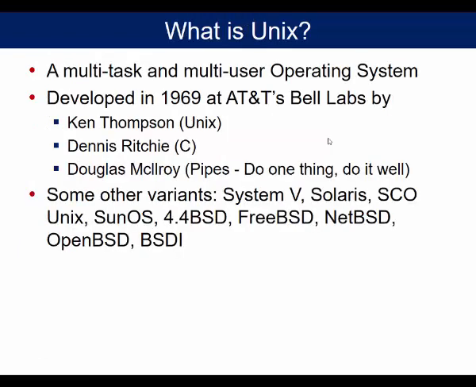So, what is Unix or Linux? It's a multitasking and multi-user operating system developed in 1969 at AT&T Bell Lab by Ken Thompson and Dennis Ritchie and Douglas McIlroy. Okay. After this, a lot of distributions available. System V, Solaris, SCO Linux, SunOS, BSD, UC Berkeley Software Distribution, FreeBSD, NetBSD, OpenBSD, BSDI, and all of your cell phones also have somehow Linux or Unix components. Doesn't matter whether you have an Android phone or iPhone, right?